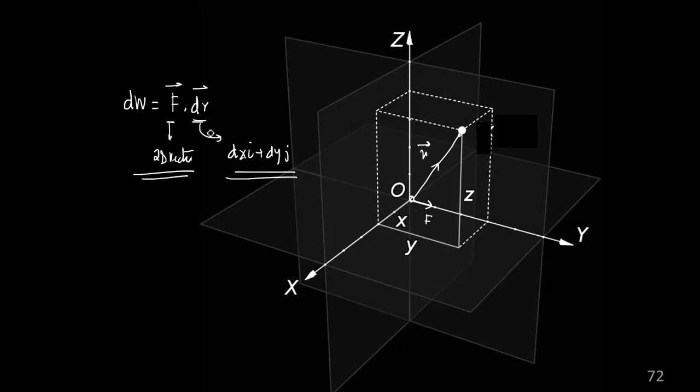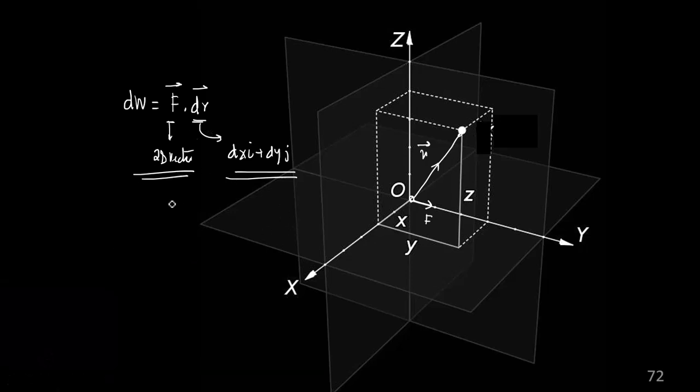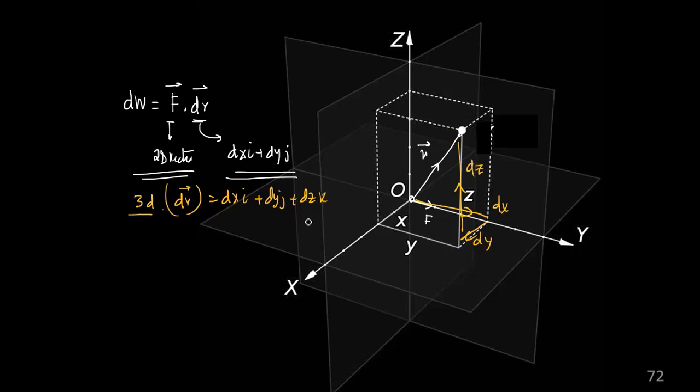If the vector is 3D, then instead of writing only dx and dy, you should also write the dz component. For the 3D vector, you should write the dr vector as dx i plus dy j plus dz k. That means you are moving in 3D position. That means you are moving in this direction first dx, then dy, then dz. Okay, this is the dx component, this is the dy component, and then the dz component. So that depends on the situation. Whatever the situation, depending on that, you have to calculate your dr vector.